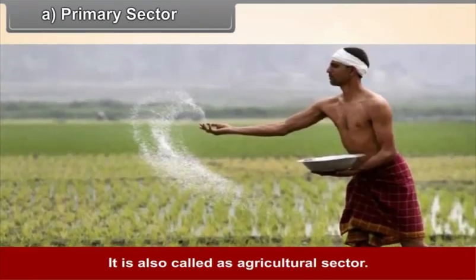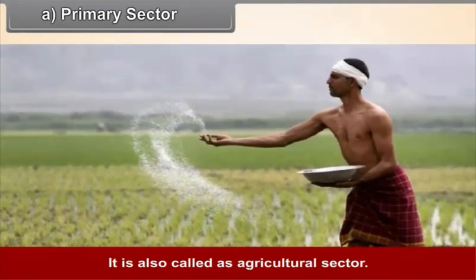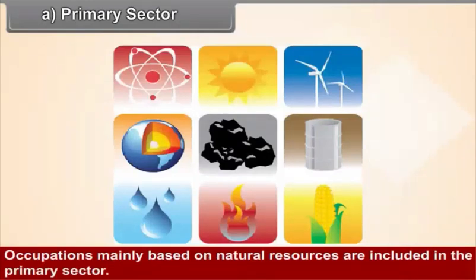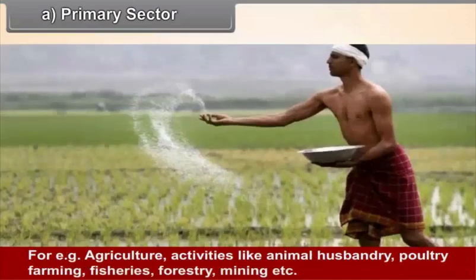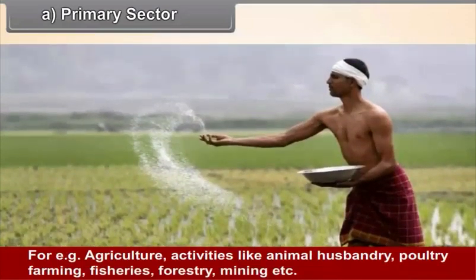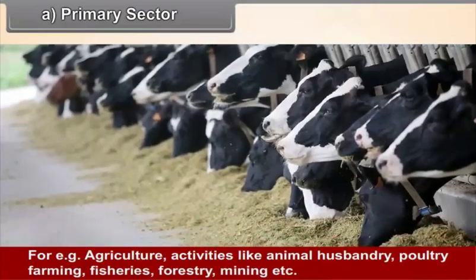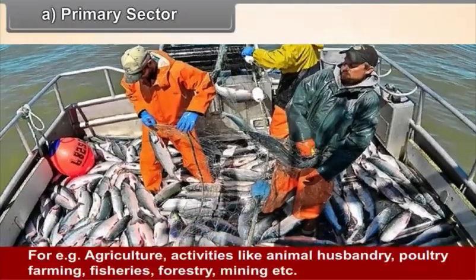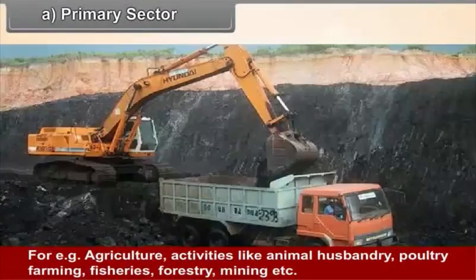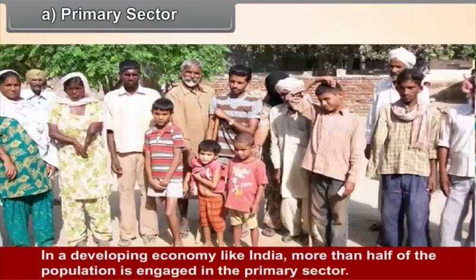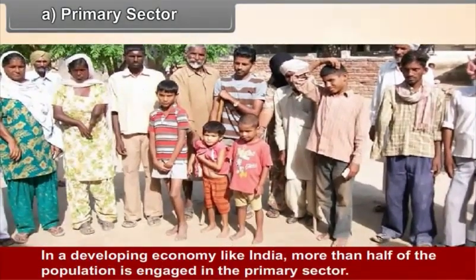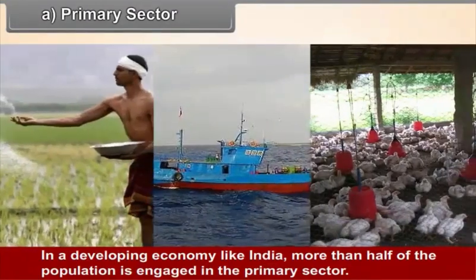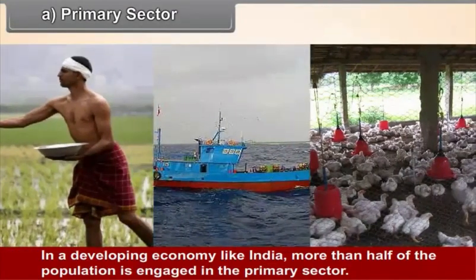A. Primary sector. It is also called the agricultural sector. Occupations mainly based on natural resources are included in the primary sector. For example, agriculture, activities like animal husbandry, poultry farming, fisheries, forestry, mining, etc. In a developing economy like India, more than half of the population is engaged in the primary sector.